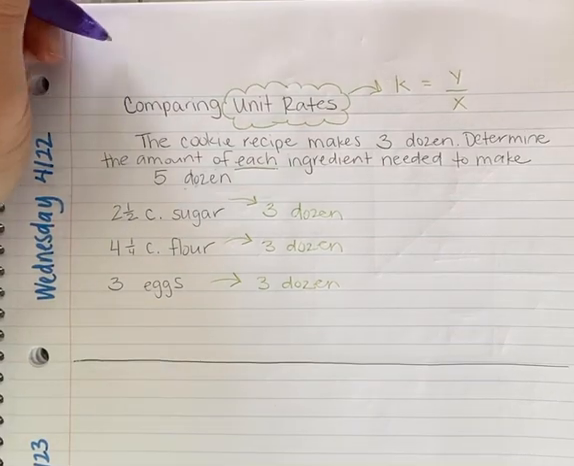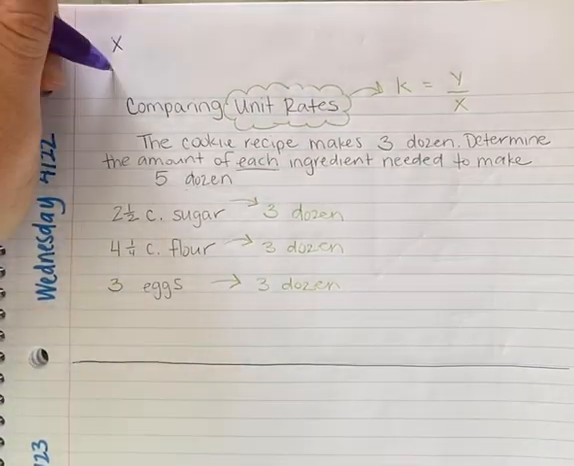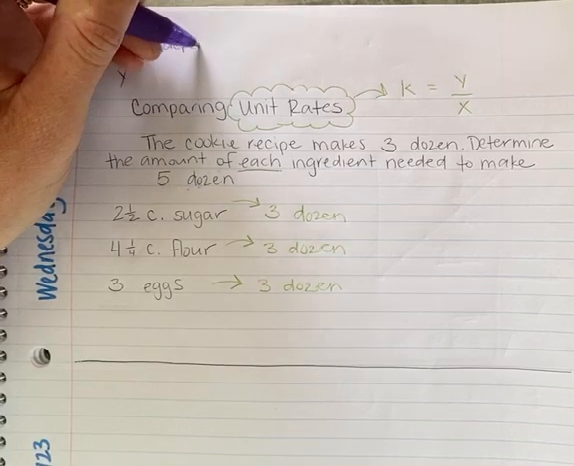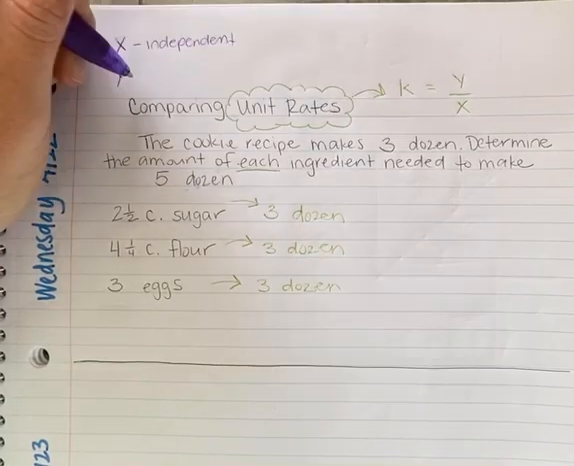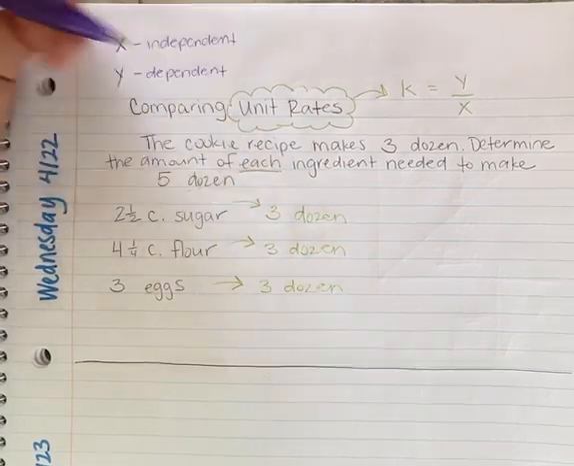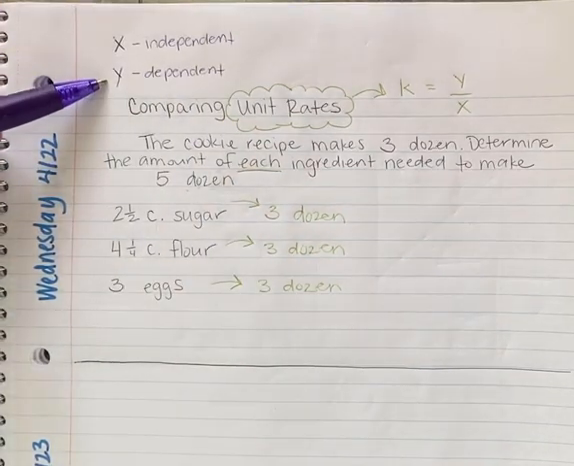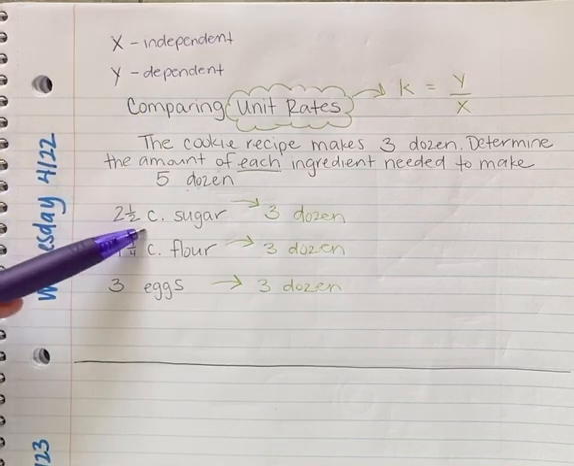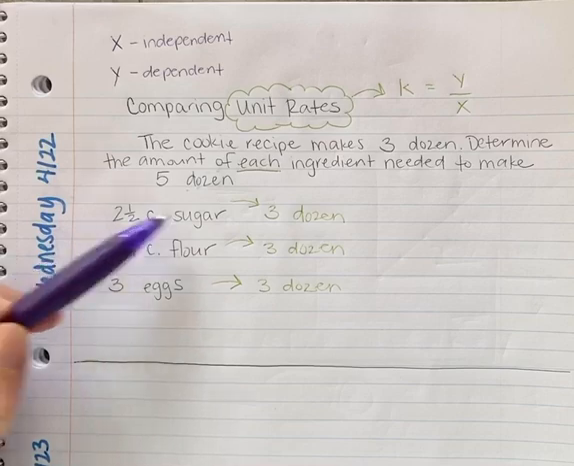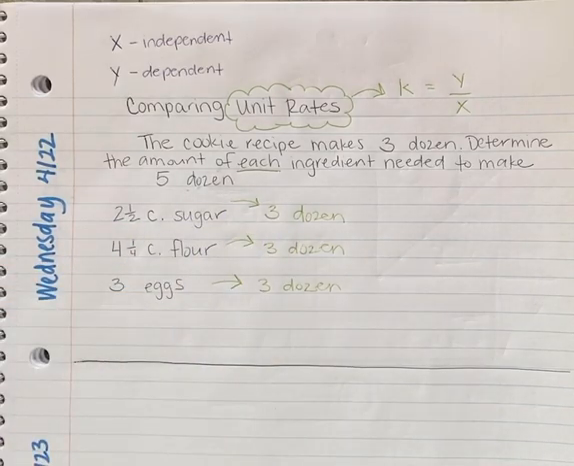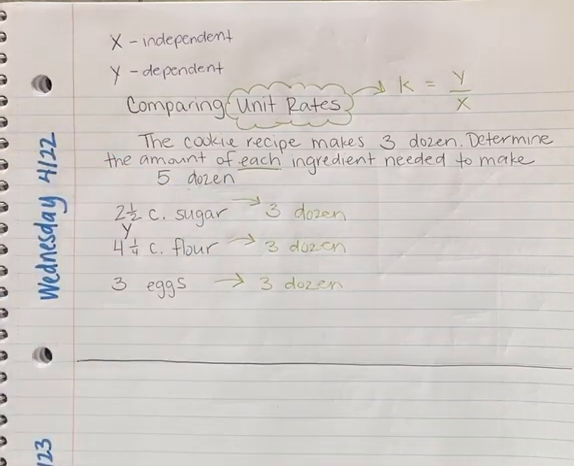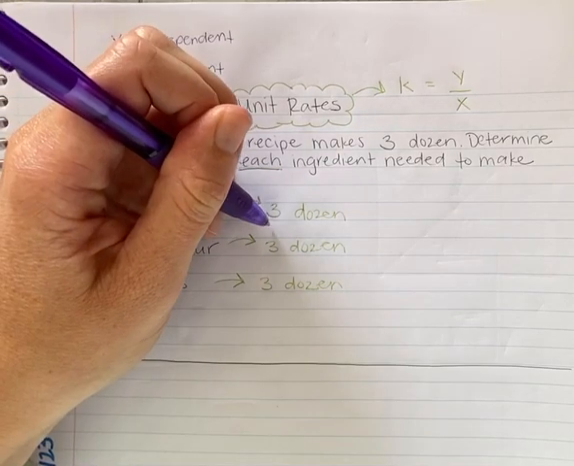Again, it comes down to our independent variable and our dependent variable. I'm going to write that down real quick. Sometimes it can be hard to figure out which one's the Y, which one's the X. I actually like to start with the Y dependent. So I think which of these is dependent on the other. The amount of sugar we need depends on how many dozen we make. So this would become my Y, my 3 dozen would be my X.